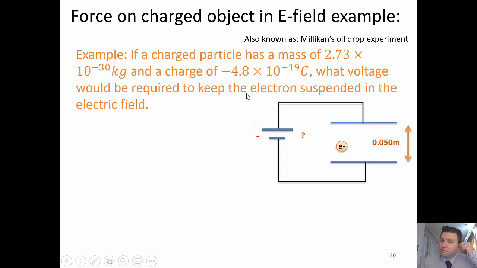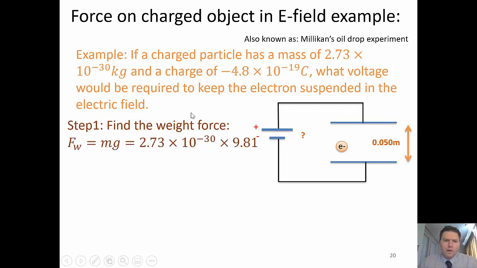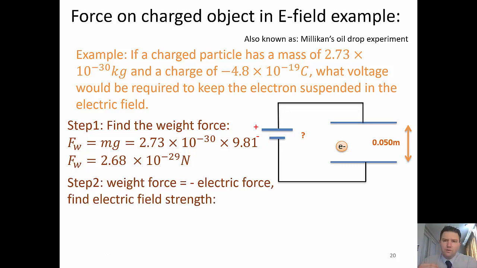If a charged particle has a mass of 2.73 times 10 to the minus 30 kg, and is that charge, what voltage would be required to keep the electron suspended in the electric field? The first thing we need to know is what is its weight force. And so we'll go mass times gravity. We've got the mass, we'll times it by 9.8 or 9.81, and that'll tell you the weight force. So there's a 2.7 times 10 to the minus 29 newton force going downwards, and so if it's going to be suspended there, there has to be a force equal in magnitude but opposite in direction.